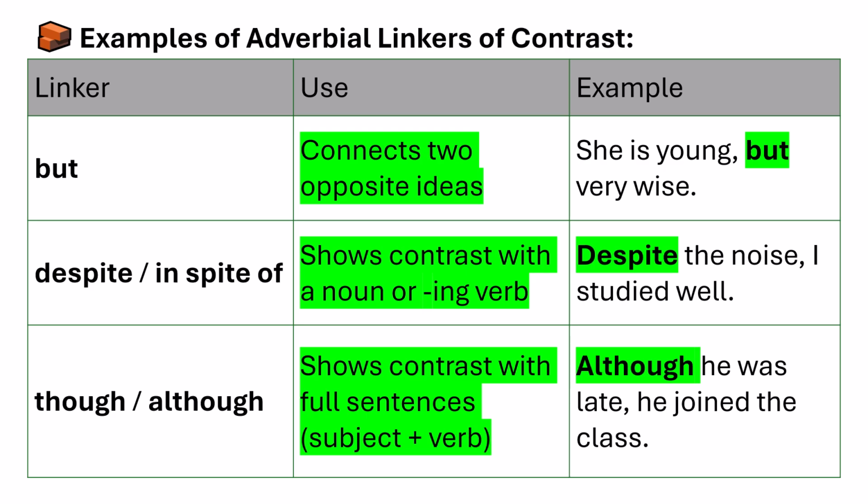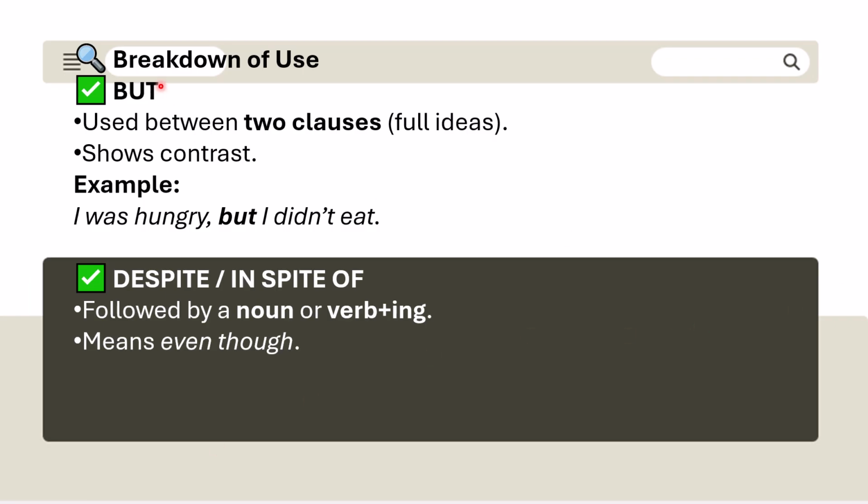Okay, let's move to the next part. Now, how can we use these adverbial linkers? So here is a breakdown of use. The first one is but. It is used between two clauses, that is full ideas, and it shows contrast. Example, I was hungry, but I didn't eat. You are feeling hungry, but you're not eating. So this is showing that you're feeling hungry and you didn't eat. So showing two different ideas, showing the differences. I was hungry, but I didn't eat.